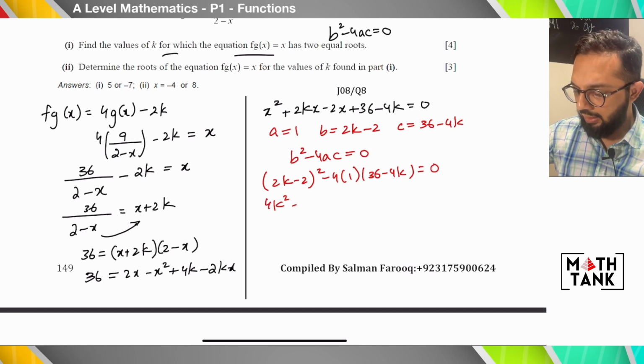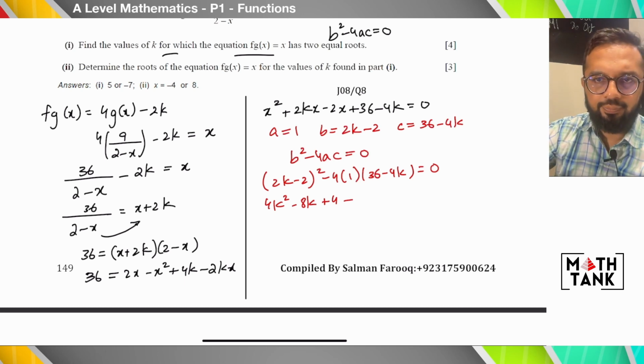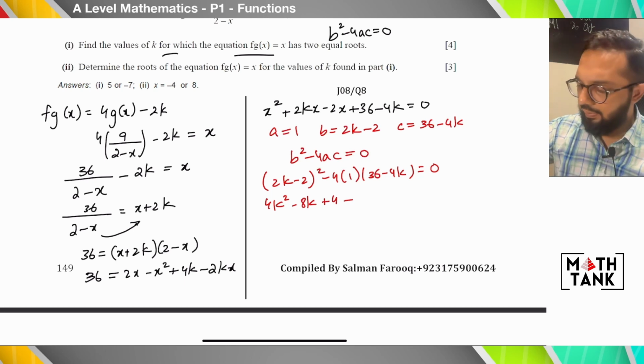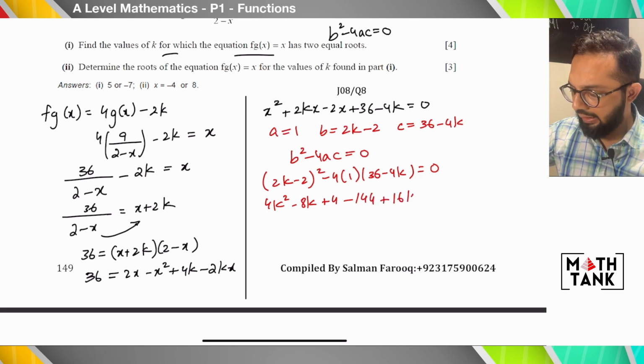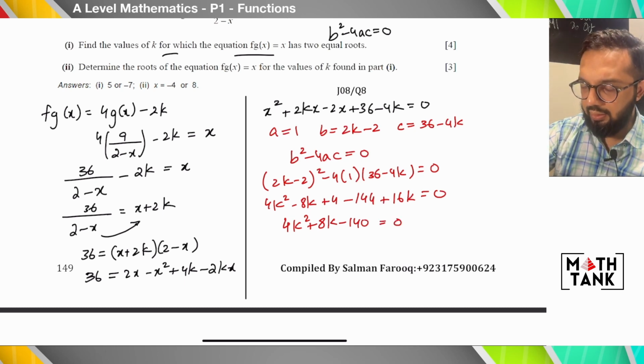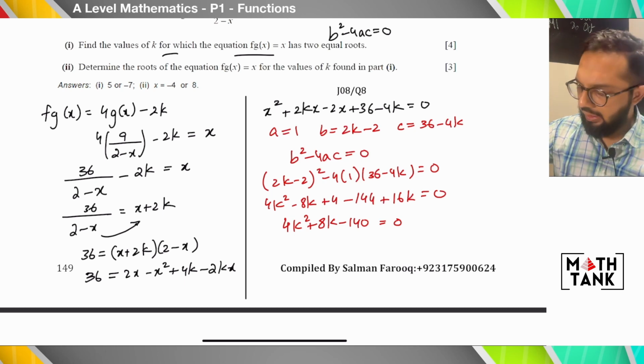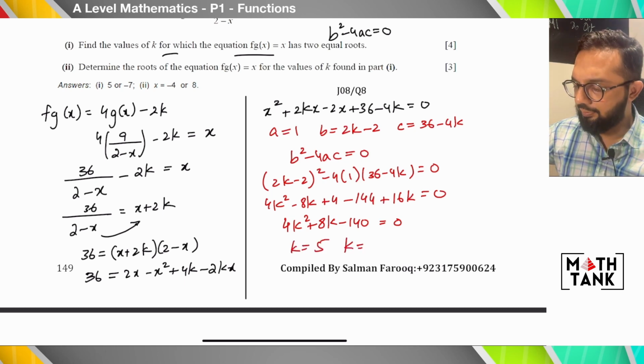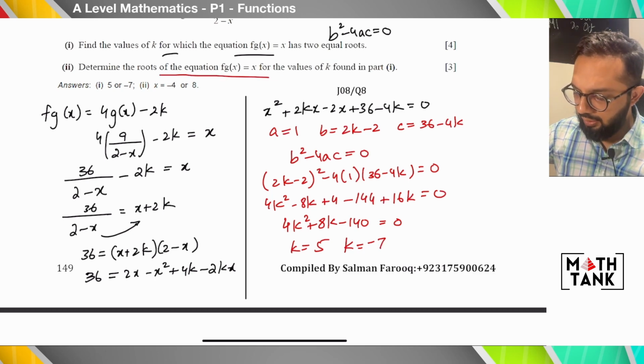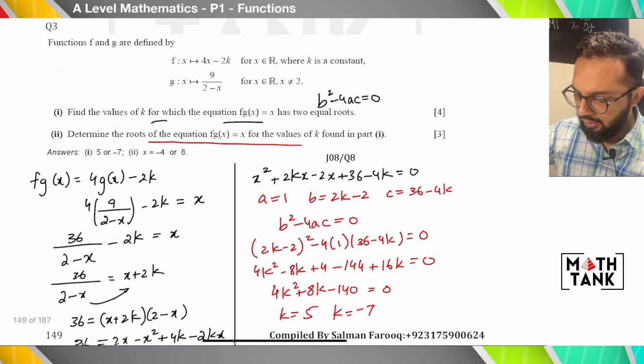So 4k squared minus 8k plus 4 minus 4 into 36 gives me 144 plus 16k. So 4k squared plus 8k minus 140. I'm putting this on a calculator. I hope I get the right answers. 5 and minus 7 are the values of k. Then it says determine the roots of the equation for the values of k found in part 1.